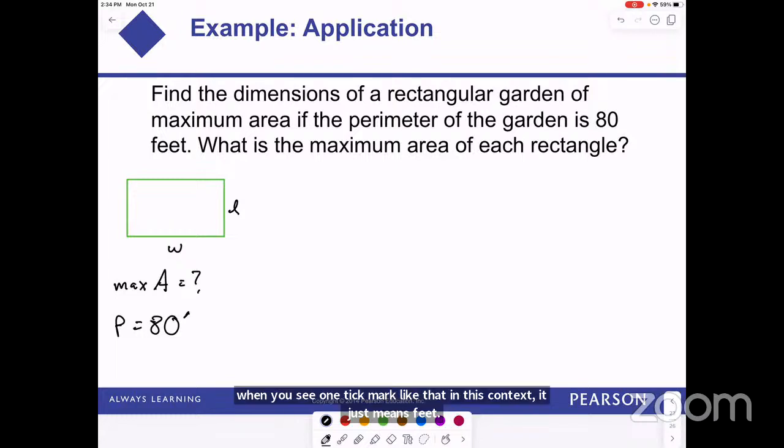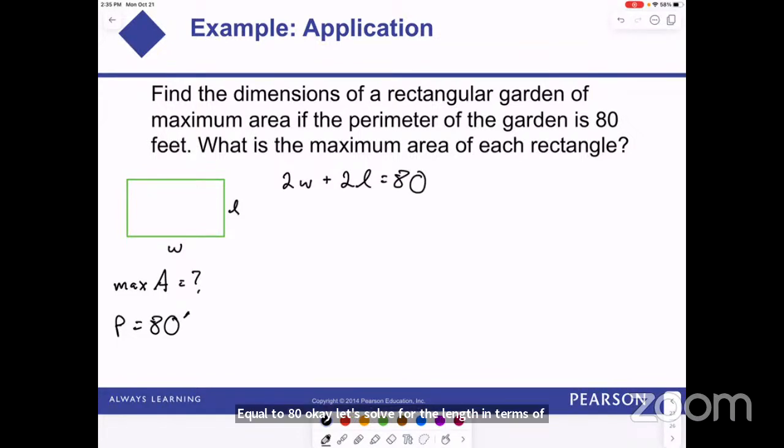Okay. So then perimeter of an image like this, perimeter is just the distance around the outside. So if we add up the distance around the outside, we're going to have 2w plus 2l equal to 80. Okay. Let's solve for the length in terms of the width. So let's just solve for L. Okay. So then we get 2L equals 80 minus 2W. Divide both sides by 2. 40 minus W. Okay.